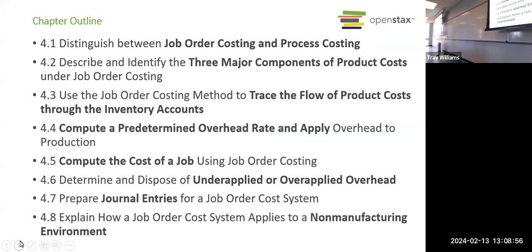Okay, let's see if this works. Job order costing. This is what we will learn about this week. We'll learn what job order costing is and how it's different from process costing, which we will spend next week talking about.